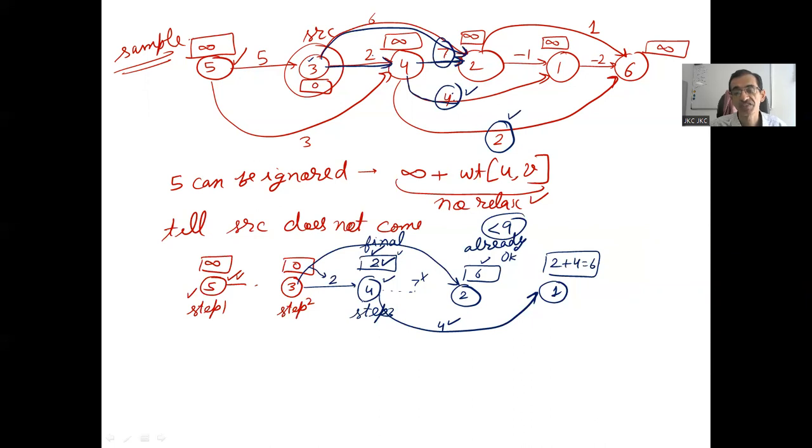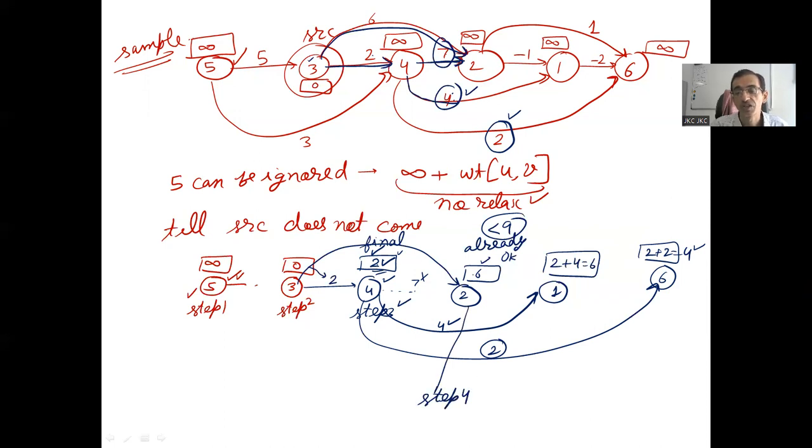Similarly, 4 to 6. We will further do some relaxation for 6. For 6 earlier it was infinity. Now it will be this 2 plus this 2. So this will be 2 plus 2, that is 4. This relaxation happens all over. Step 3 final. Then we reach step 4.